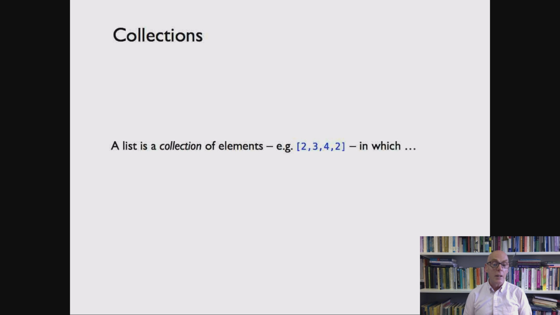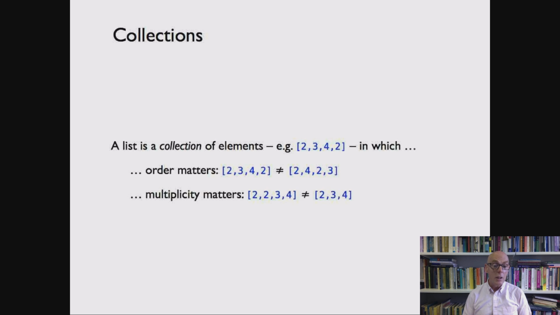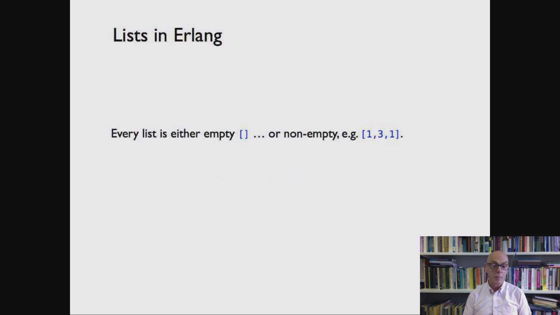For example, the list 2, 3, 4, 2. Now the point about this, it's a particular kind of collection in which the order matters. So the list 2, 3, 4, 2 is not the same as the list 2, 4, 2, 3. The order matters. So the first element is 2, the second element is 3, and so on. And also, multiplicity matters. The number of times an element occurs matters. So the list 2, 2, 3, 4 is different from the list 2, 3, 4. So it's a collection where the order of things matters and the multiplicity matters.